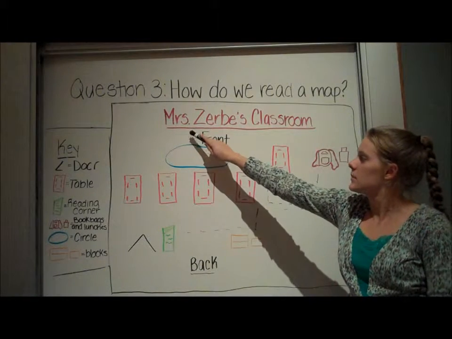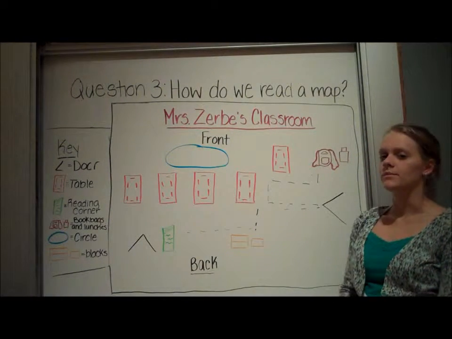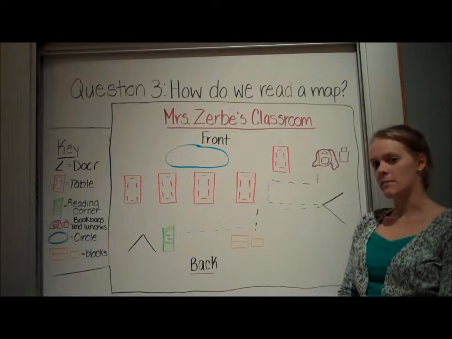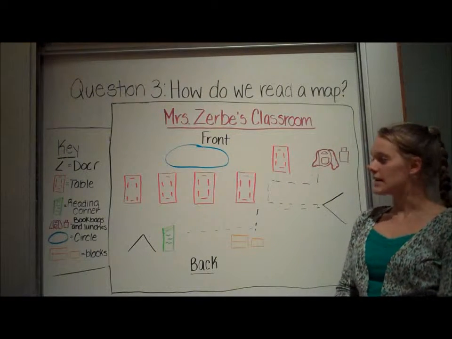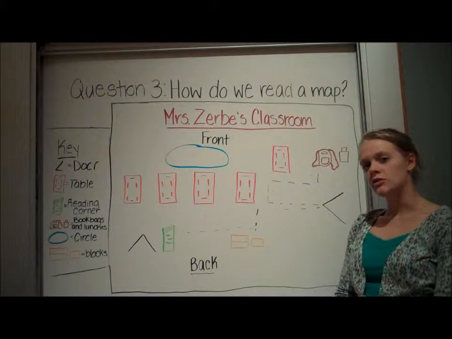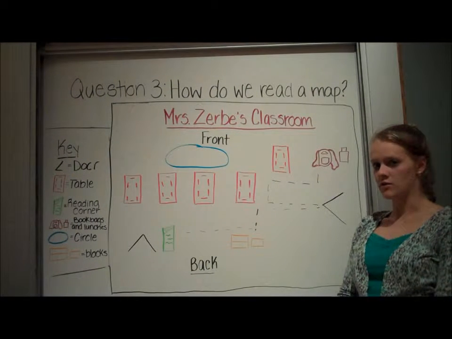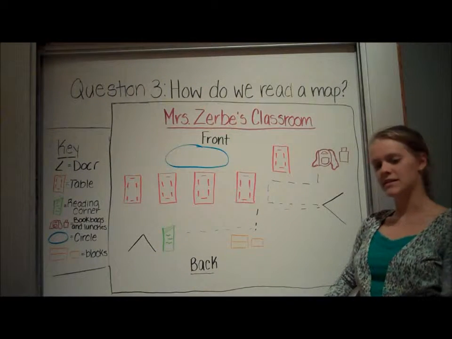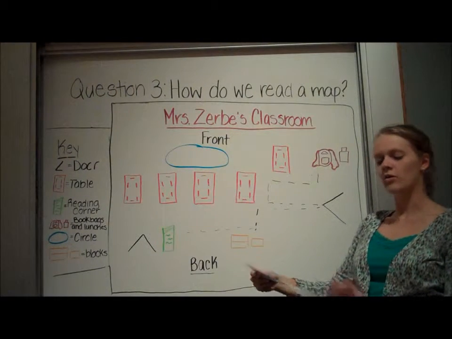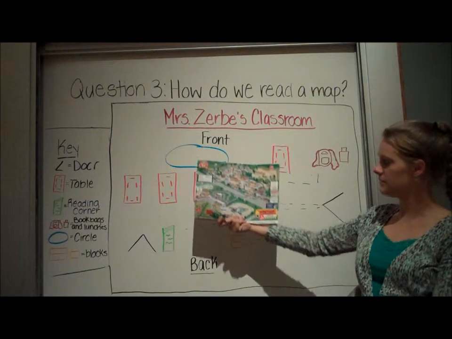Our title is labeled Miss Zerby's Classroom. So we are looking at a map of our kindergarten classroom. The next thing, once you figure out what you're looking at, is you want to figure out how to hold the map. Now, since I can't hold this map because it's not a piece of paper, I'm going to hold up our map of Del Grosso's.